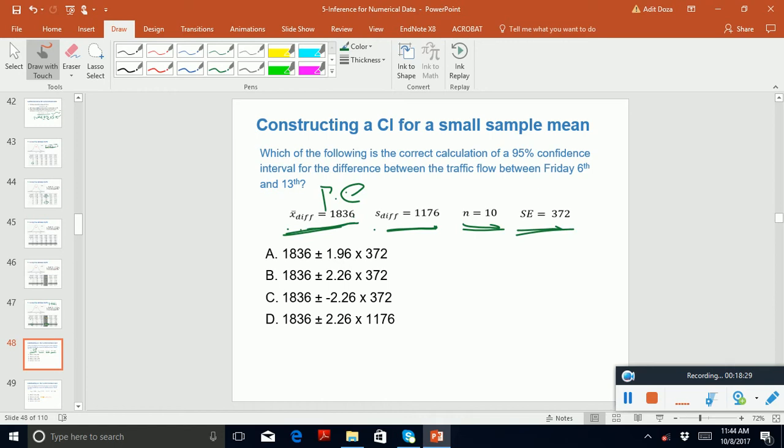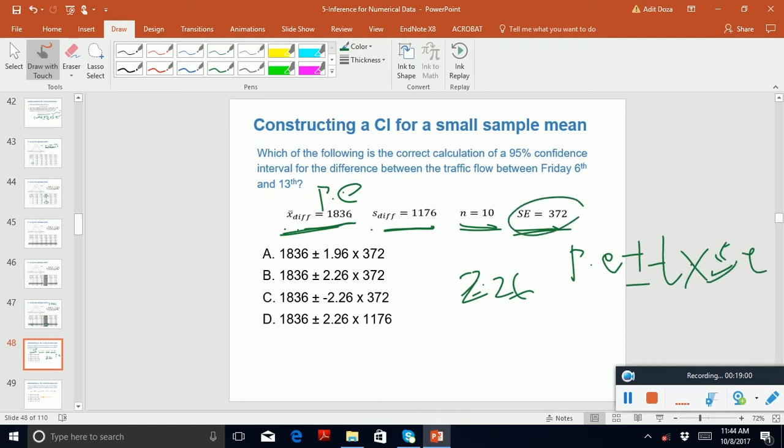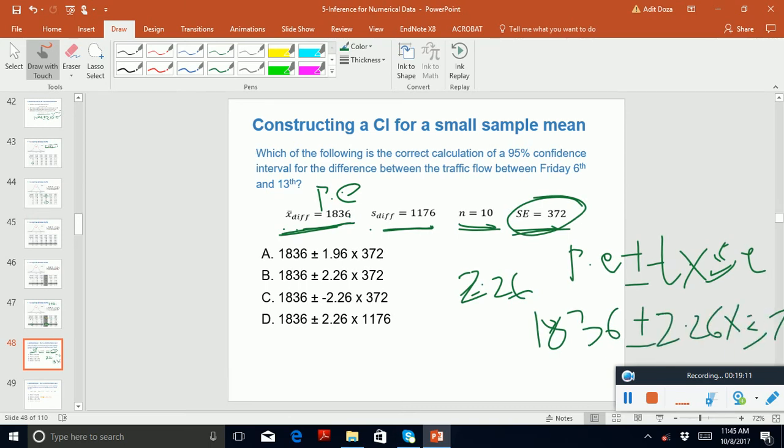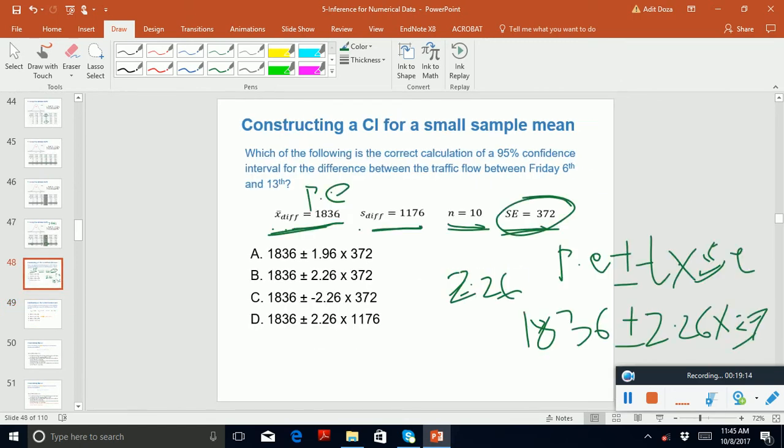So first things first, we need to find the 95% confidence interval. For the 95% confidence interval the t value is 2.26, right? We just calculated that before, and the point estimate is 1836, right? So if we rewrite the formula, it's point estimate plus minus t value times the standard error, right? They have calculated the standard error for us, right? So it would be 1836 as the point estimate, plus minus the t value 2.26, times the standard error, which is 372.